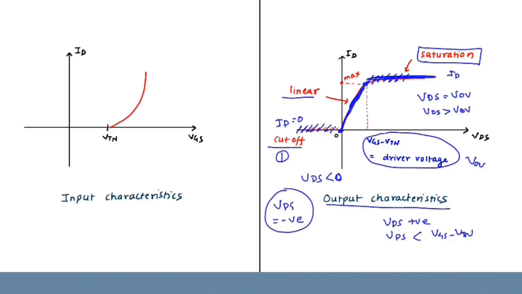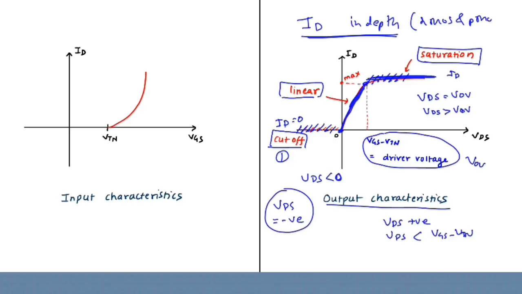So this is the saturation region, and I hope you got all the three regions: linear region, cutoff region, saturation region. Now if you want the equation of the current, that is the drain current, and everything in depth, you should watch my next video, because I will make sure I will cover this for NMOS and PMOS as well, so that there is no confusion and no doubt.